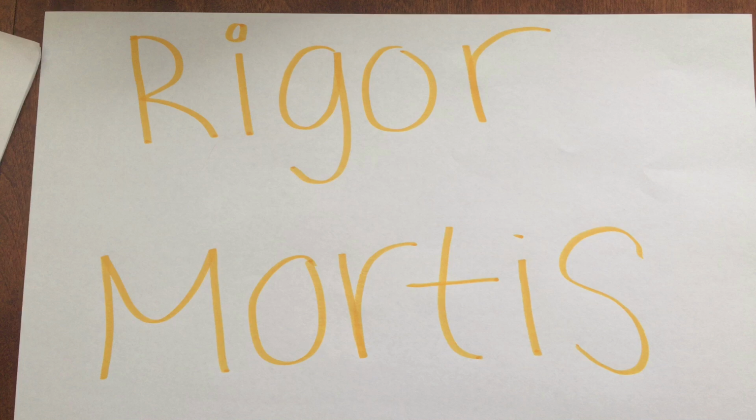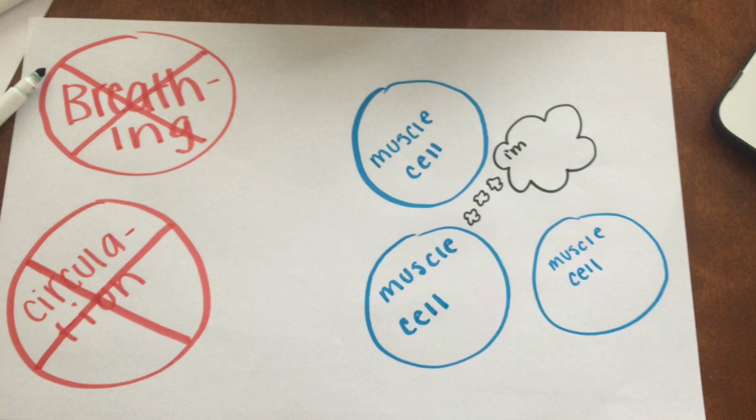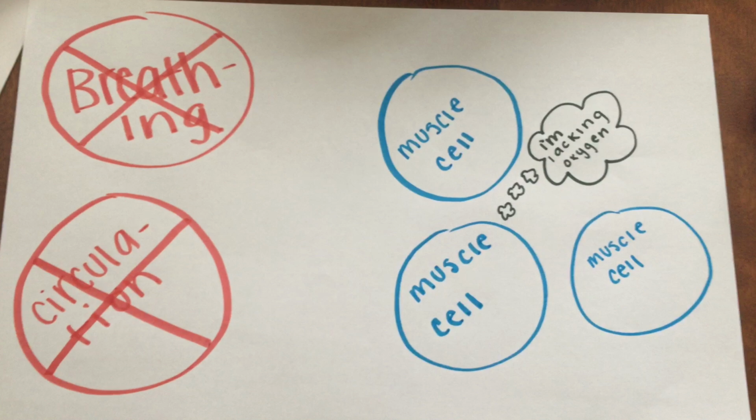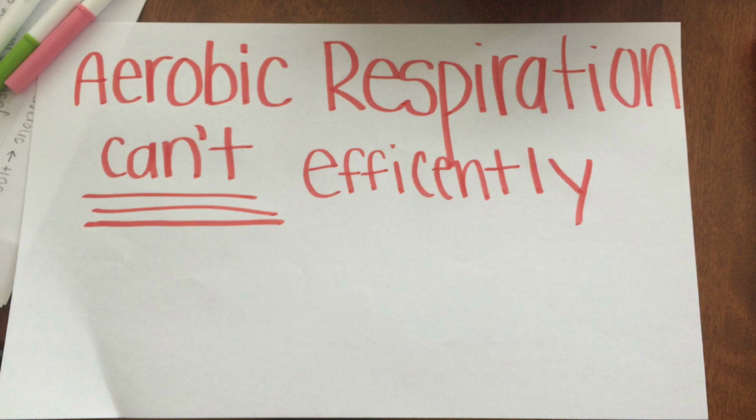Immediately after death, the muscles of the body contract in the same manner as they do when the person is alive. When breathing and circulation stop, muscle cells lack oxygen and therefore cannot use aerobic respiration to efficiently produce ATP.